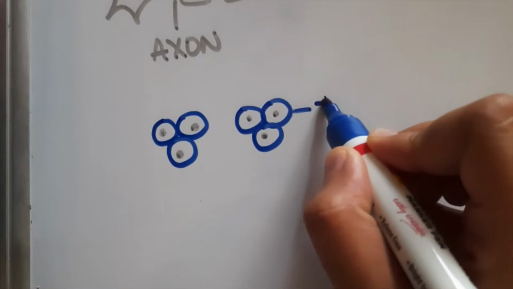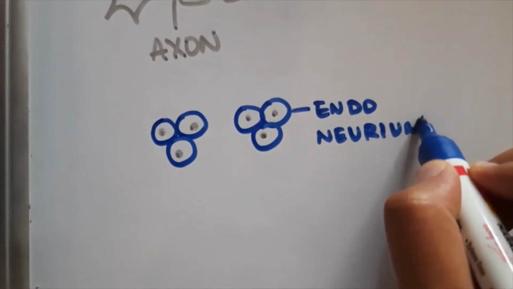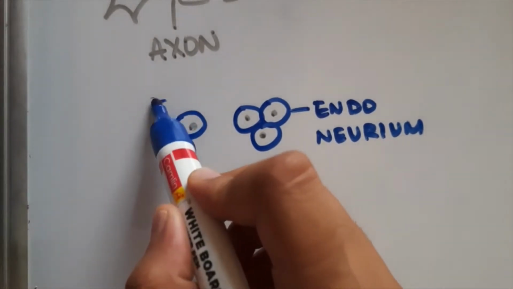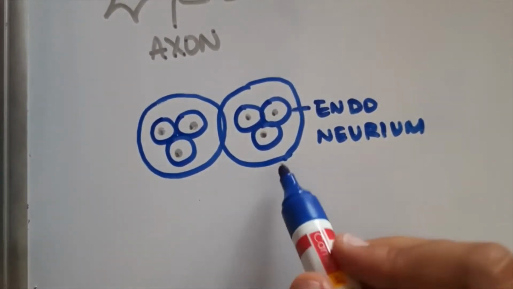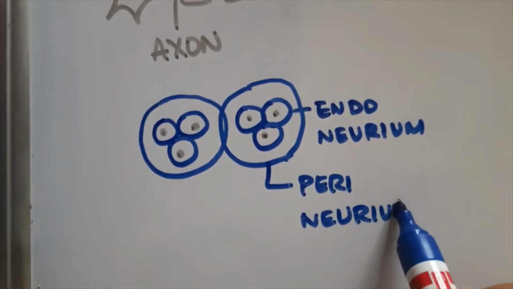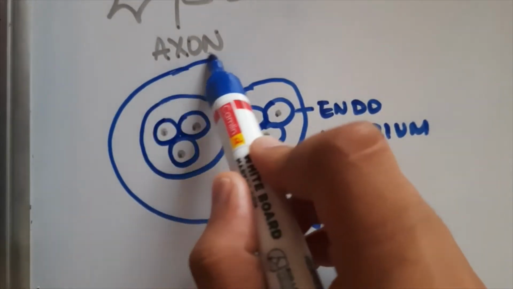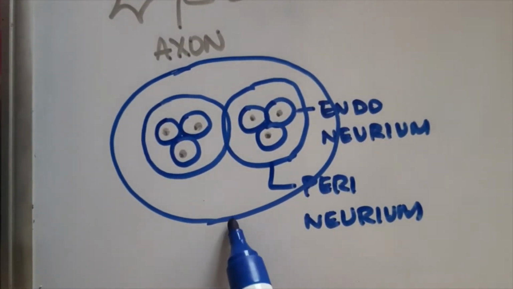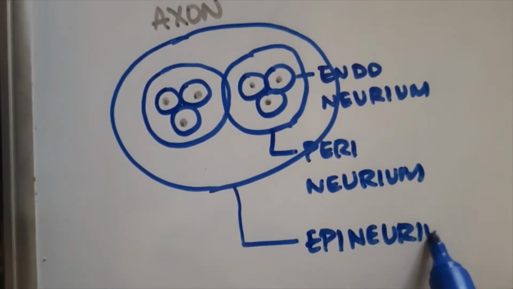Each axon is enclosed in a sheath called the endoneurium. A bunch of these endoneurium covered axons are grouped and covered by a sheath called the perineurium. The outermost sheath covering all of these multiple perineuriums is called the epineurium.